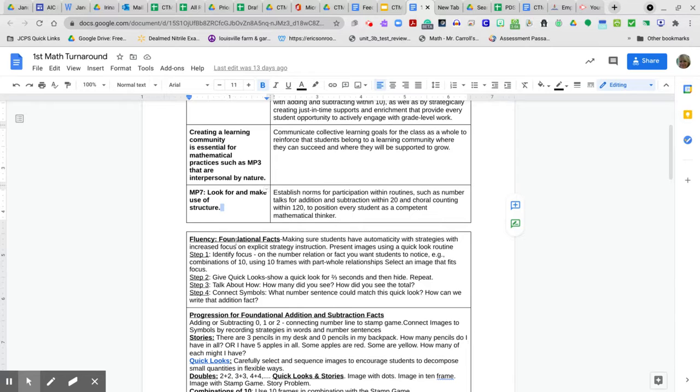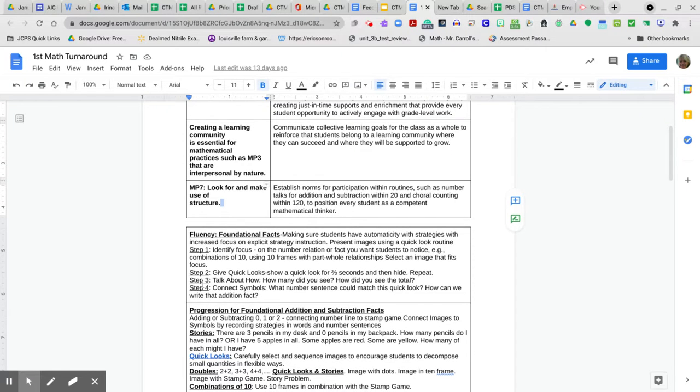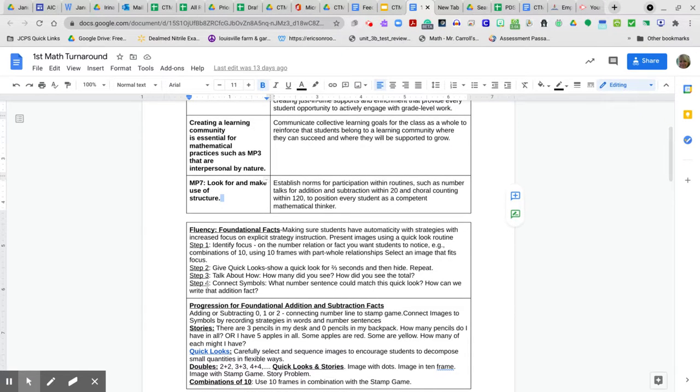Again, you have fluency foundational facts, and it gives you a step 1, identify the focus using 10 frames. Step 2, give quick looks. Step 3, talk about how many did you see, how did you see the total. And step 4, you're going to connect those symbols. What number sentence could match this quick look?